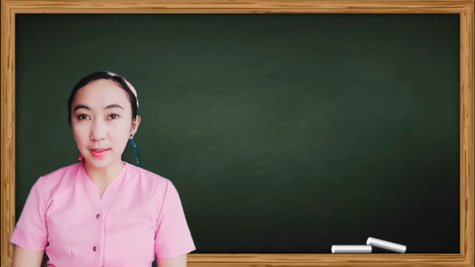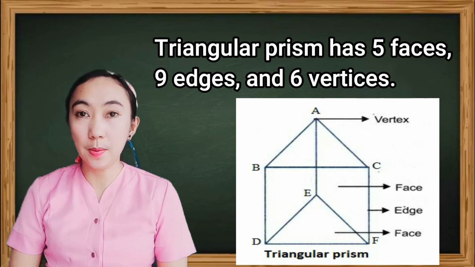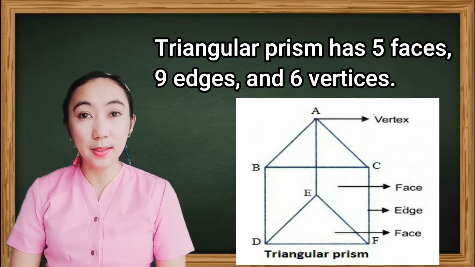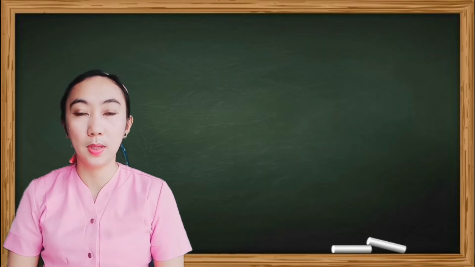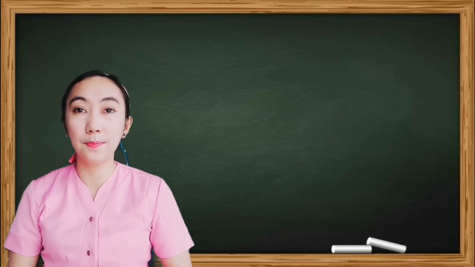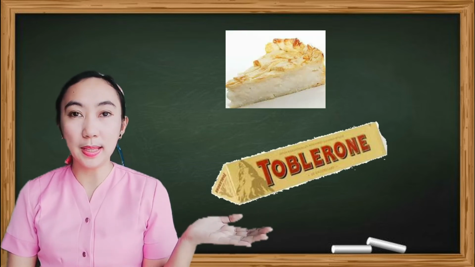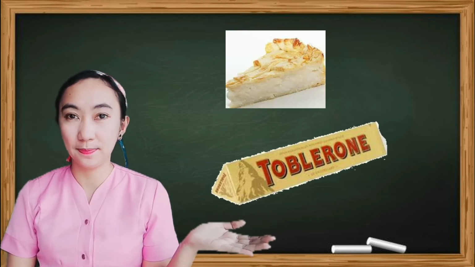On the other hand, triangular prism has 5 faces, 9 edges, and 6 vertices. Common examples are the box of Toblerone and the slice of buko pie.